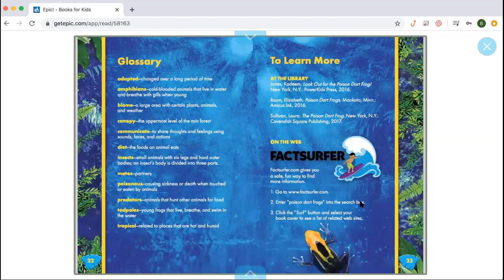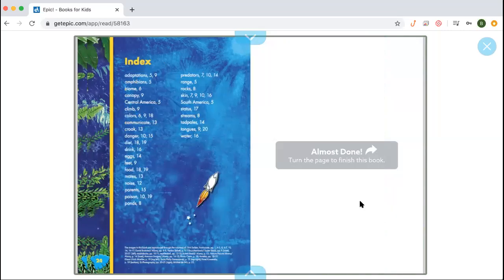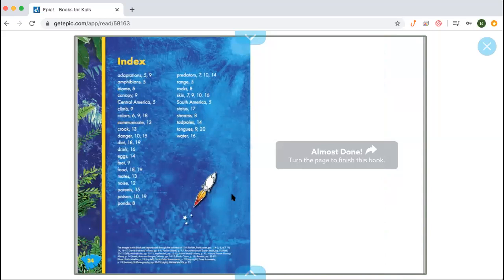Now, in the table of contents, it said to learn more. So it says at the library. It shows 3 books that you can check out if you want to go to the library and learn more about them. Or on the computer, it shows you 3 websites you can go to if you want to learn more about them. And index are words, important words that were in this book. So for example, if you want to learn about their diet, it tells you go to page 18 and 19. If you want to learn about eggs, go to page 14.